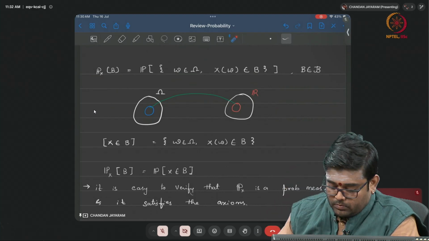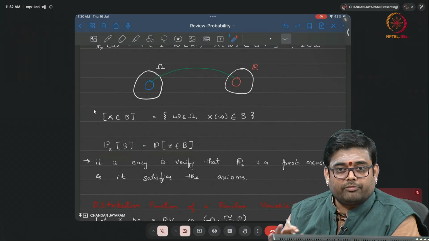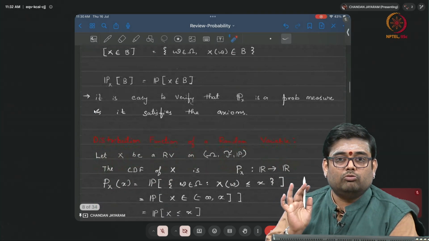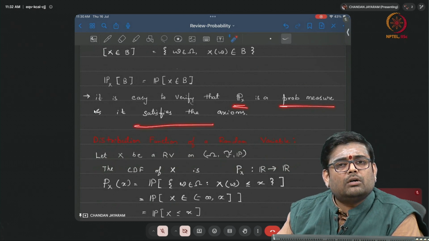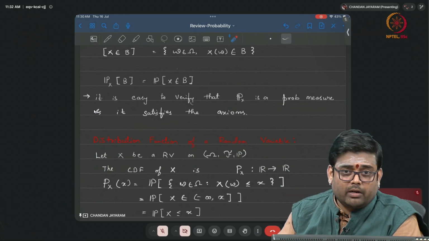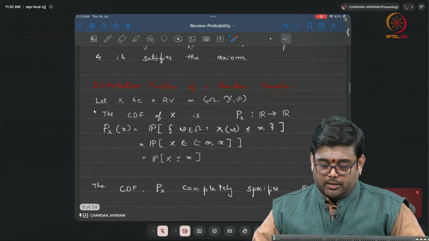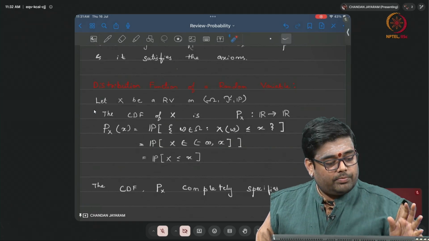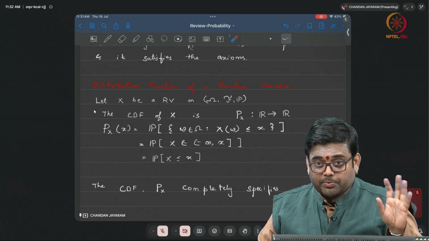So now we write it like this, we use this X belongs to B, just for notational convenience. It is very easy to see that the new P_X is a probability measure and it satisfies all the axioms of probability. This is quite easy for us to understand intuitively from here, and similarly you can go ahead and prove it out. Now this is regarding the idea of random variable. Always remember that a random variable is a function mapped from Omega to R. You can take any random experiment that you have in your head.